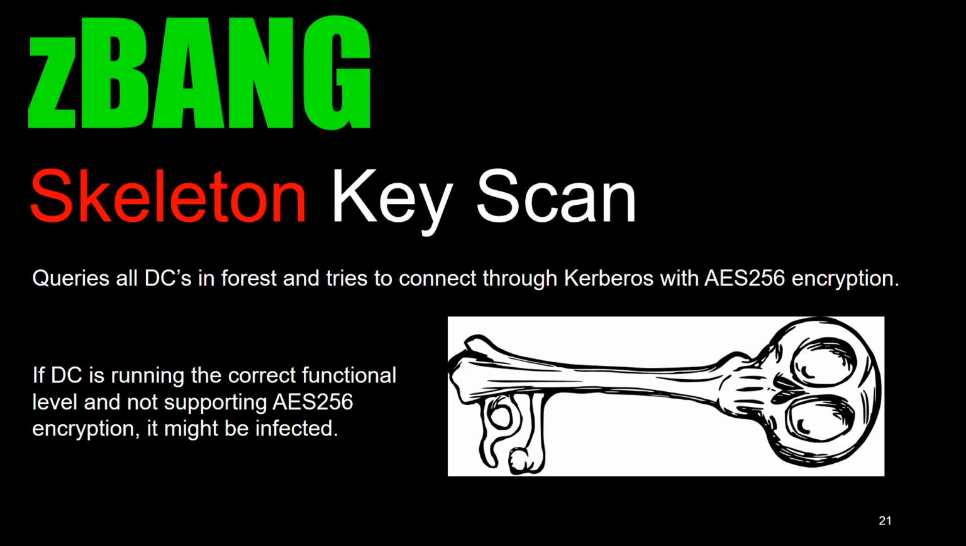All right. So zBang, I mentioned this earlier. This is the skeleton key scan. What this does is it queries your Active Directory and pulls a list of all the domain controllers and simply checks their RC4 functional level. That's it. That's the simple thing. I mentioned earlier that I had a very large government institution that ran this scan and freaked out. They called me panicking, saying, "Andy, oh my God, we're breached." And I'm like, whoa, hold up. Let's take a step back and evaluate the circumstances.